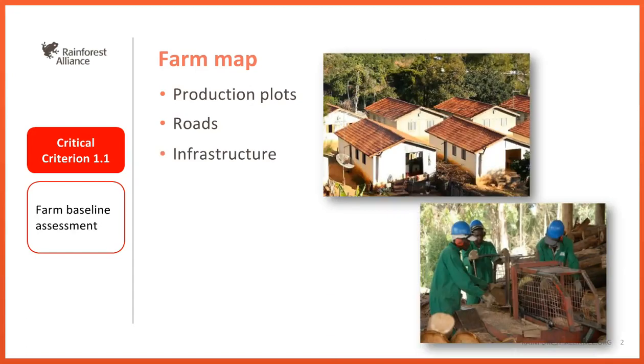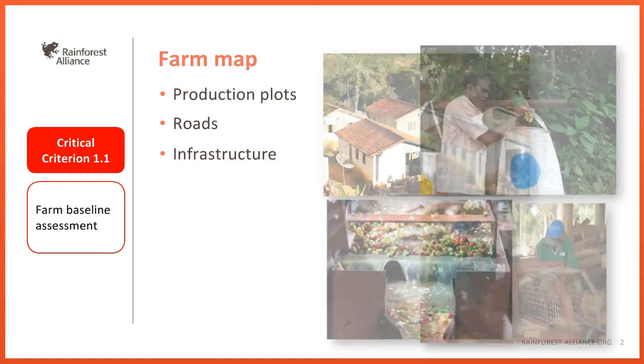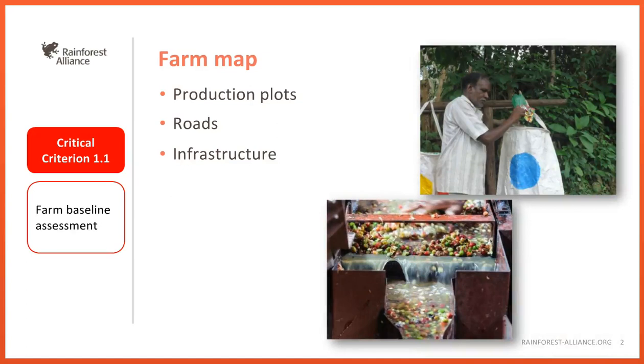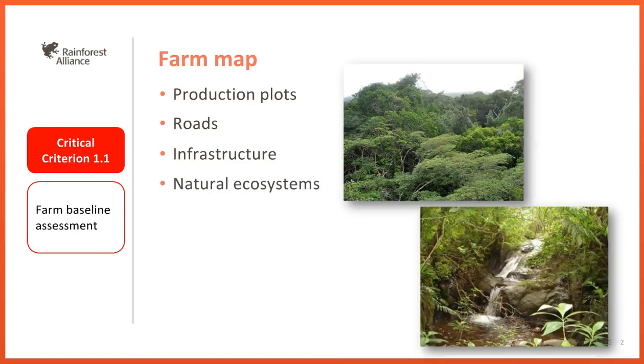Infrastructure. If you have housing or processing facilities on the farm, you need to manage them properly so that the houses are adequate for the people living on the farm and that the processing facility is a safe working place for the workers. These places also generate waste and wastewater, so you need to make a plan to manage them. Natural ecosystems. If you have streams, springs, or patches of forest on or around the farm, you need to make a plan to protect them.